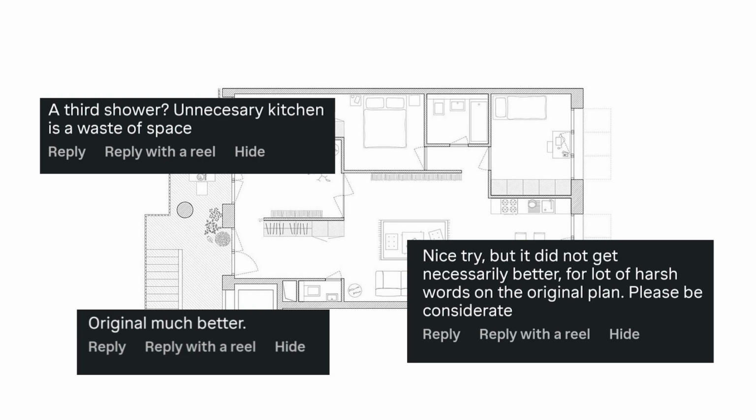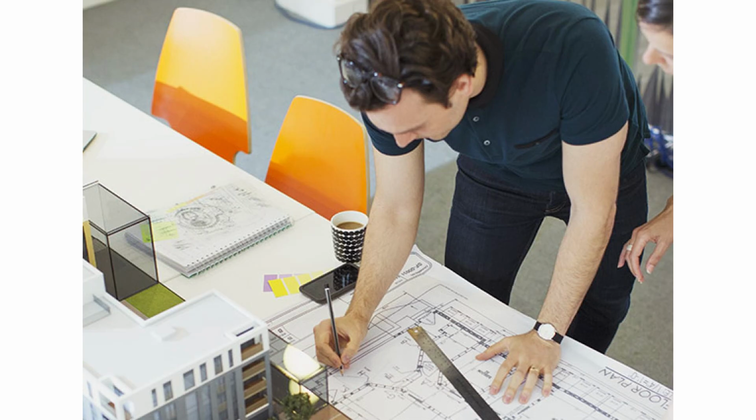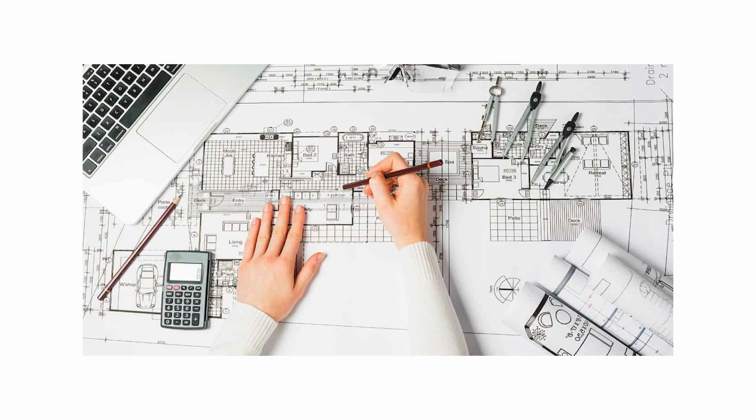Hi there. Today I will be reviewing a floor plan that I redesigned and posted on Instagram, which got a lot of criticism, and it was at least hurting. But as an architect who is true to his occupation, I always welcome criticism.